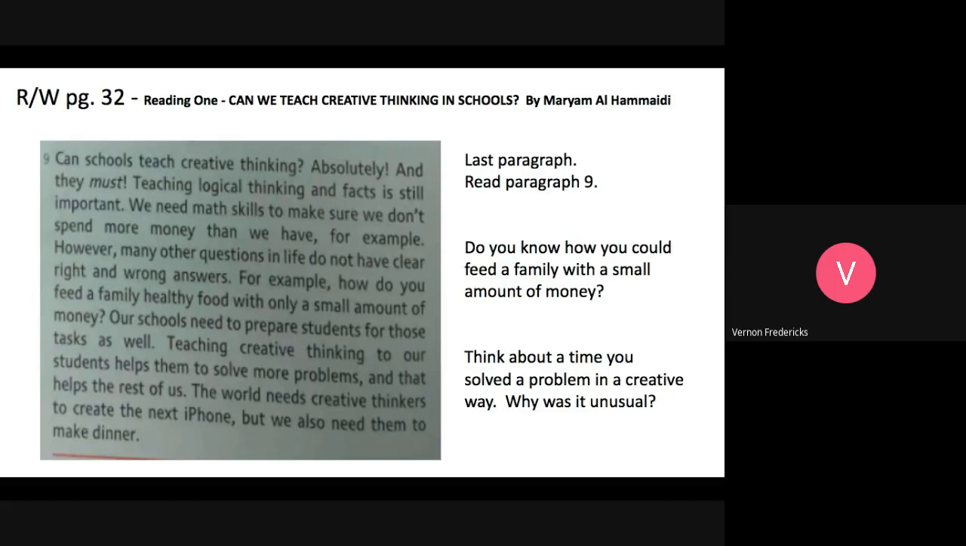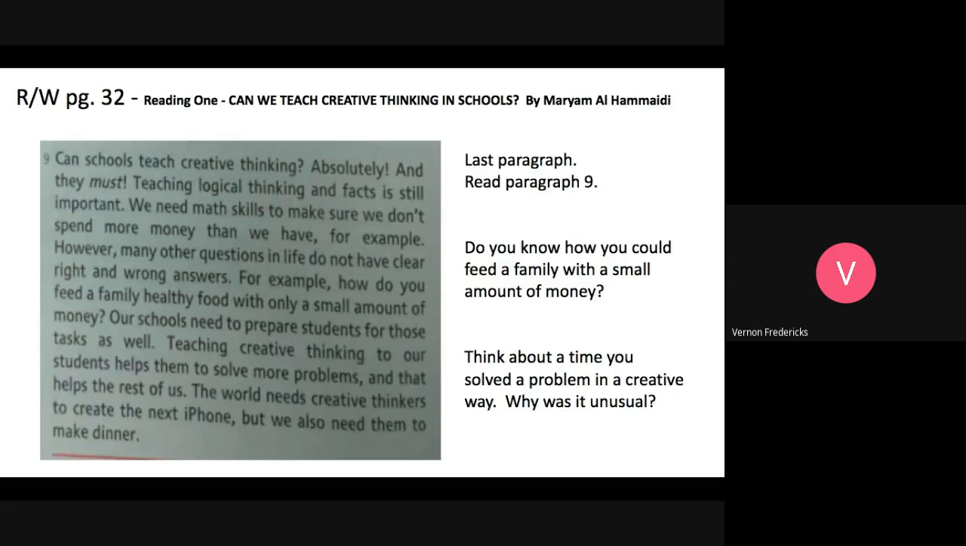dinner. So what this paragraph is saying, do you know how to feed people or your family with a small amount of money, maybe 20 real? Yes, we need people that can solve problems creatively. Yeah.